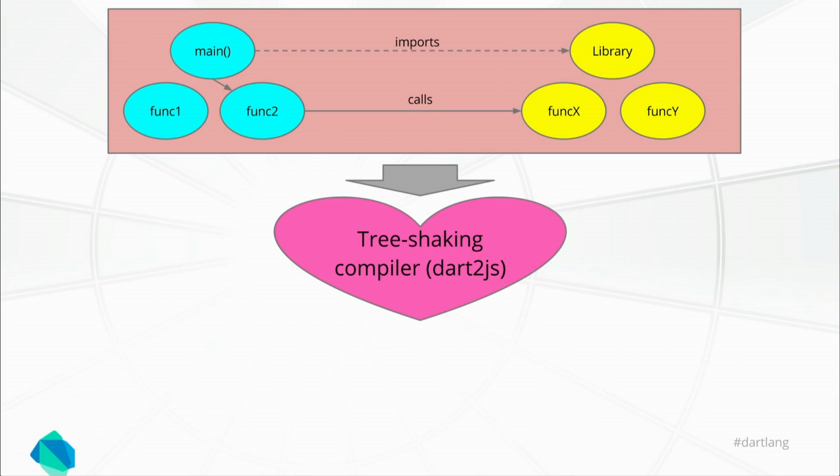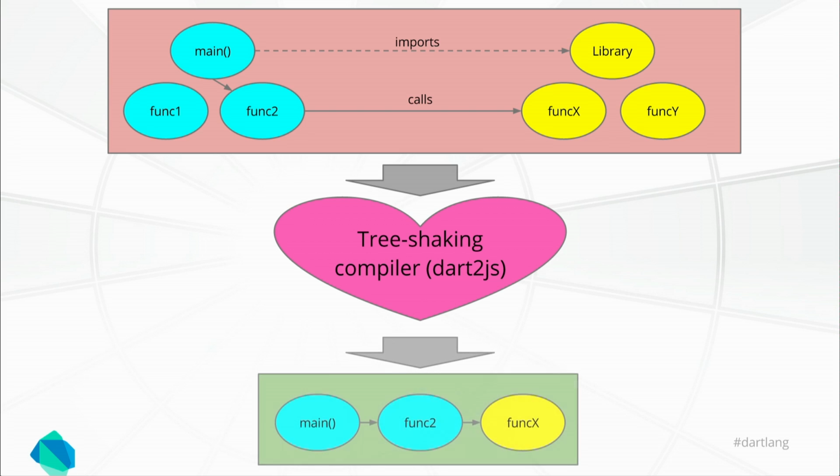Well, Dart2JS performs a tree-shaking functionality, which takes all the dependencies, all the imports, all the libraries, and can look at the program and say, OK, these are the bits you actually use, and produce just the code that is required to run your app. Notice how you don't have these leaf nodes that you never actually call. This is another reason why Dart2JS can produce smaller, faster output for you.